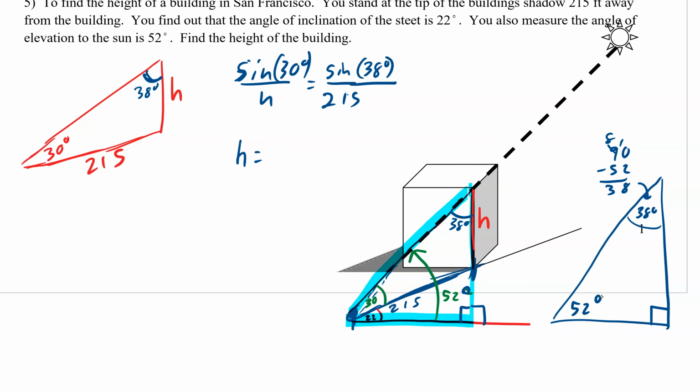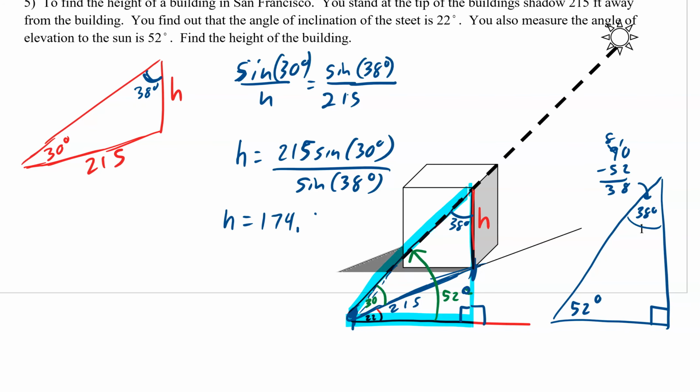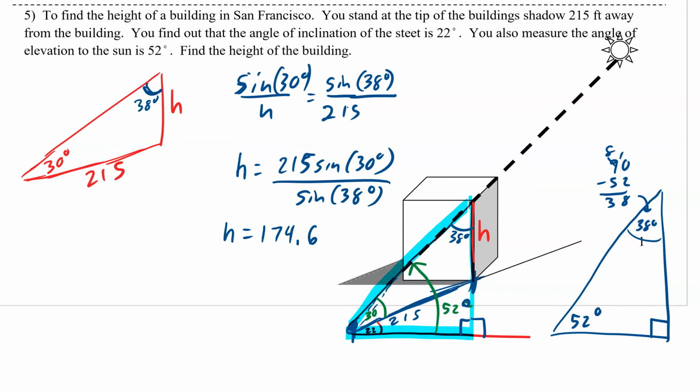So we get h equals 215 sine of 30 degrees over sine of 38 degrees, right? Our cross multiply. So this times this divided by this. It's all perfect. And then we plug it in our calculator. And then we get h equals 174.6. And our units are in feet. So this is a very complicated way to figure out the height without going online and looking it up. But it's 174.6 feet. I think it's much more fun to do it this way.